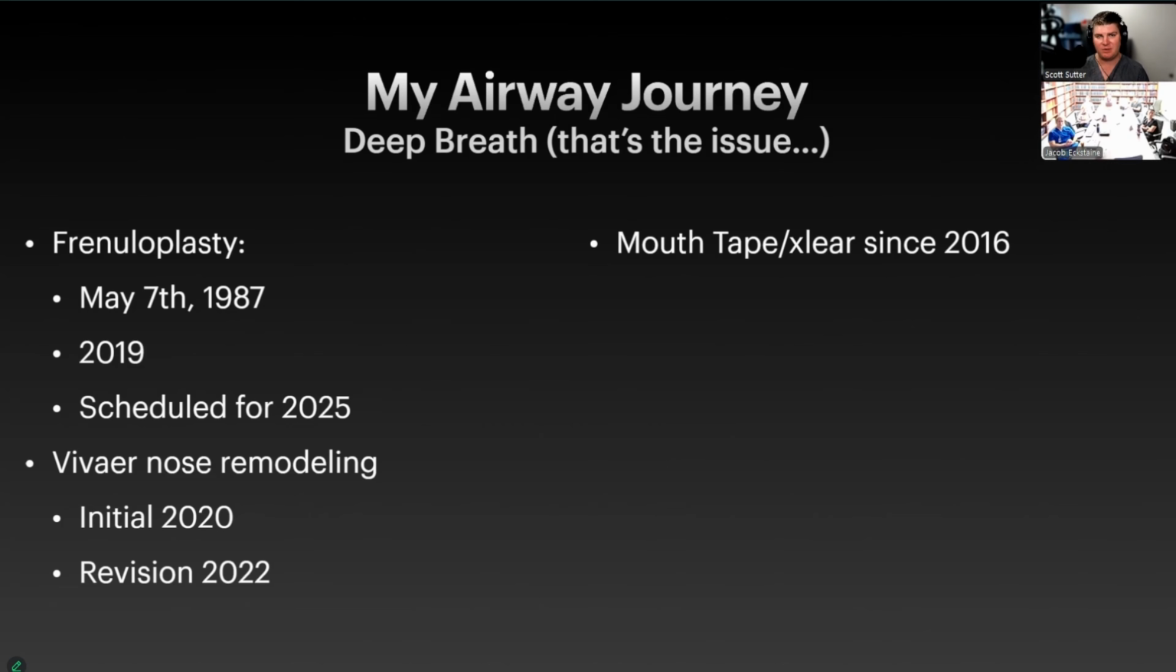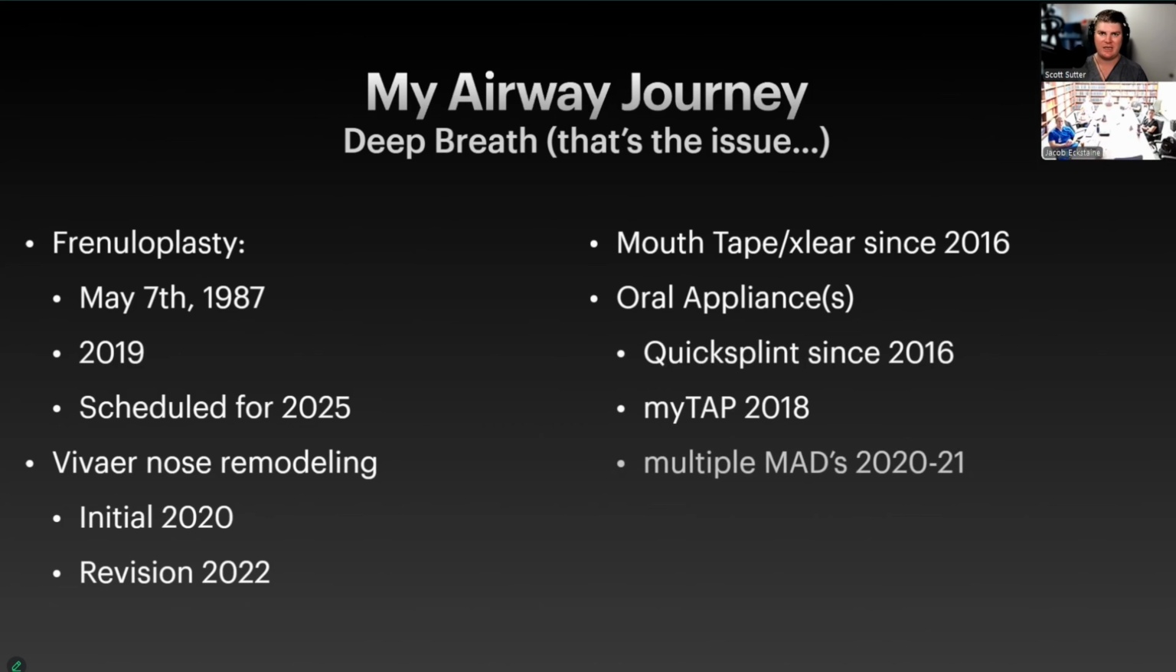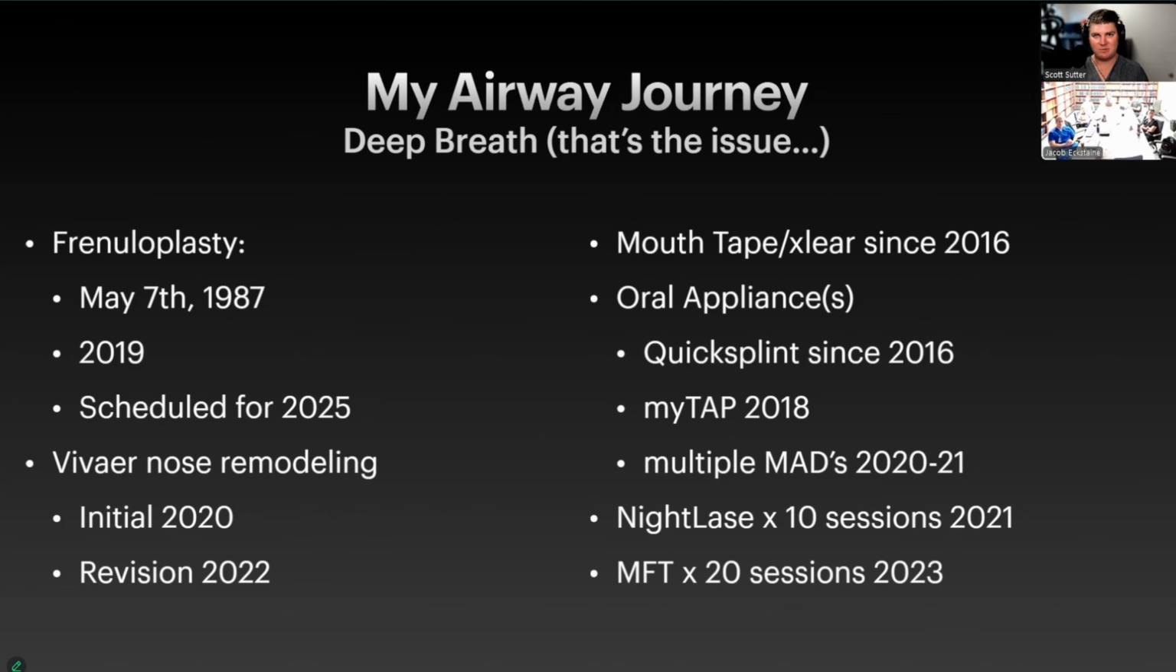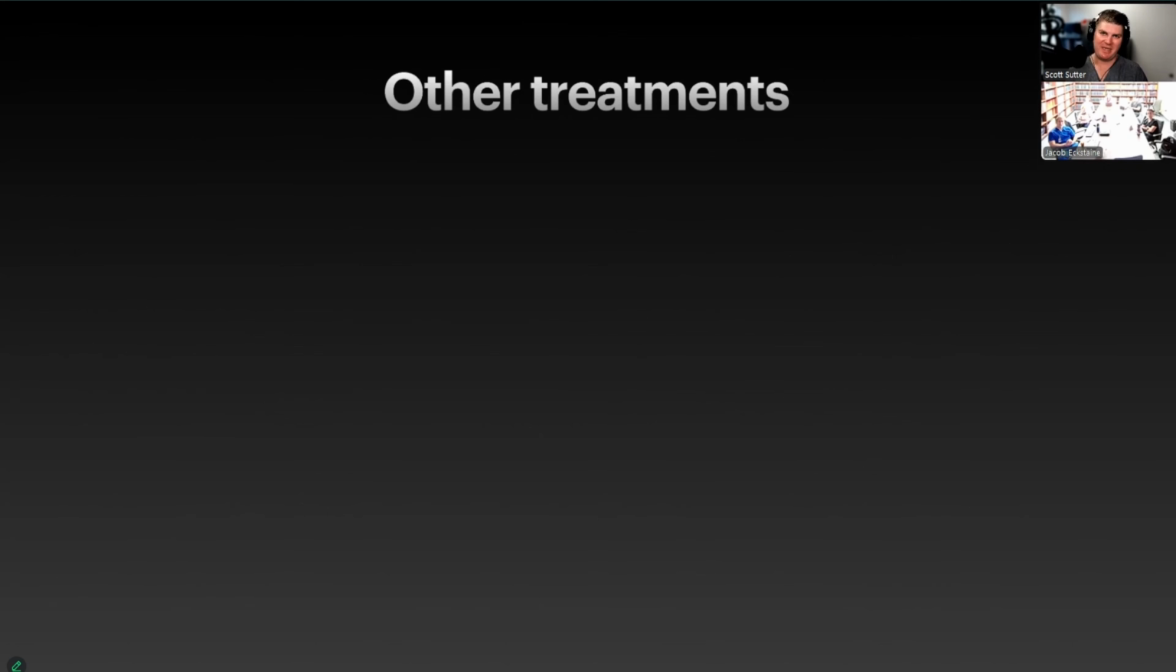I've used mouth tape and clear spray since 2016. I've had multiple different oral appliances. I first made a quick splint, then I made a MyTap, and then I made multiple. I've had people make me multiple mandibular advancement devices. I have had lasers on every aspect of me. I've had myofunctional therapy, and none of it really seems to be making a difference.